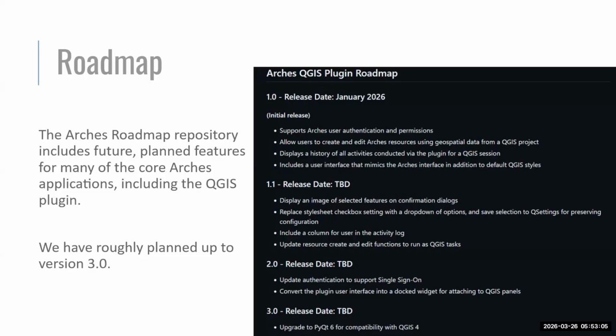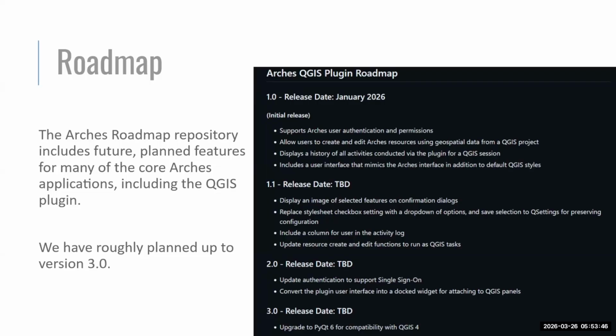Then version 2, the main two we've got there are supporting single sign-on with Arches. So currently you have to log in with your URL, username, and password in one go, which means that if you use SSO for Arches and maybe use Active Directory or something to manage logins, unfortunately, the QGIS plugin won't work for you at the moment. Secondly, instead of having a separate interface that opens over the top of QGIS, we're going to have the interface docked to the QGIS panel, so you can drag it around. You can have it as an independent interface if you want, but you can also just attach it to the side so that it never goes away.